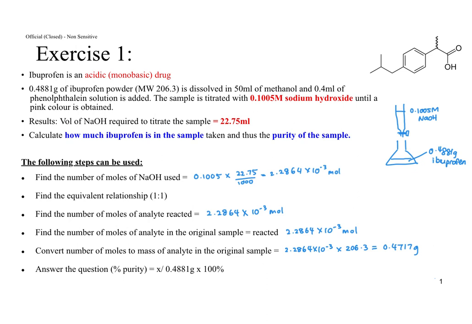And finally, we can answer the question which asks for percentage purity. So we take the mass of analyte that we have determined through titration divided by the mass that was measured out and times 100%. And finally, we calculate that this ibuprofen powder has a purity of 96.6%.